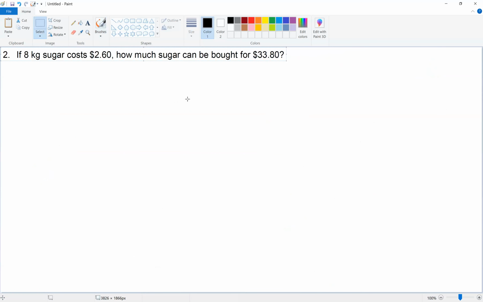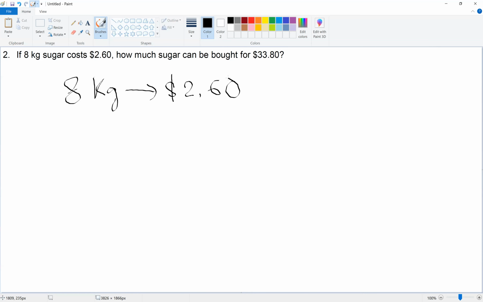Okay, number 2, Vindhya. If 8 kilograms of sugar costs $2.60, how much sugar can be bought for $33.80? So I did 33.80 times 8 and then divided that by 2.60 and got 104 kilograms.